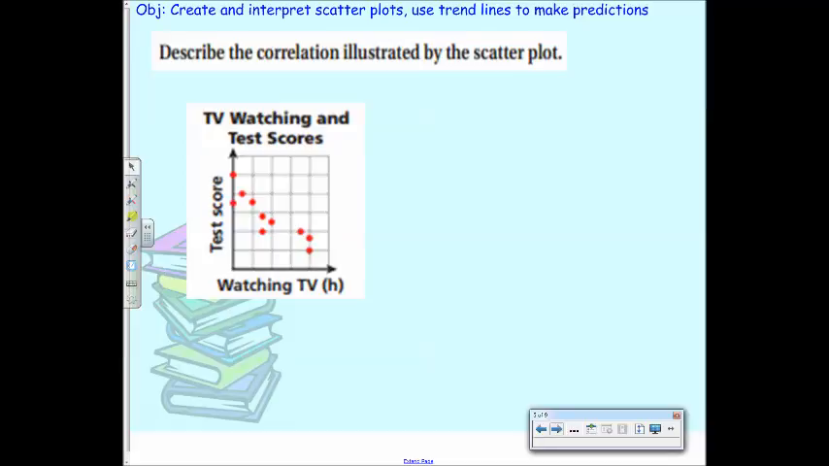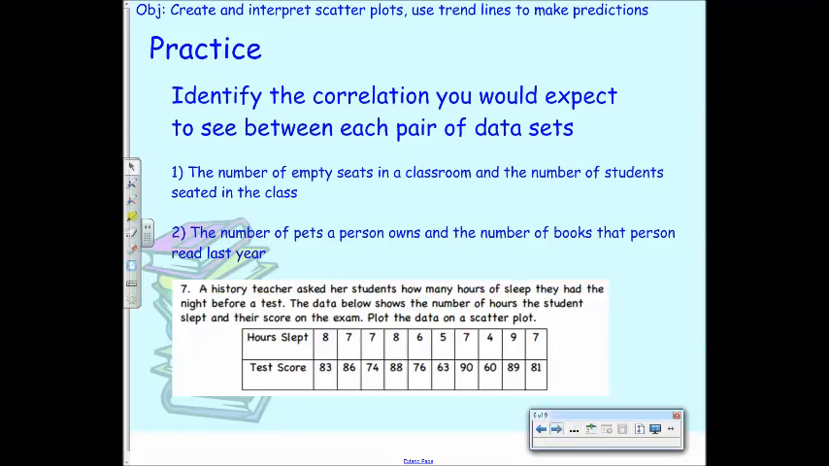Okay, so at your boards, I want you to try to identify the correlation that you would expect between the first two, and then in number 7, I want you to do the same thing. So objectively try to determine the correlation.